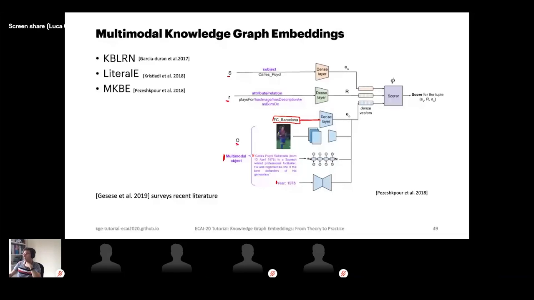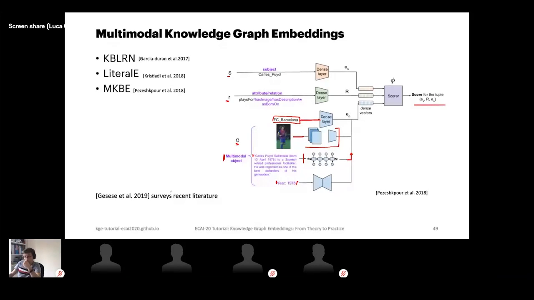We can process with separate neural differentiable pipelines an image to retrieve vectors that can be injected in the rest of the architecture, or we can process text with LSTM, for example, again to learn representations that can go back in the architecture, or we can process numeric literals or dates as well. And this is all interesting because the goal is to come up with better scores, better predictive power because we leverage this multimodality, which can be very useful in some use cases, a bit less in others.